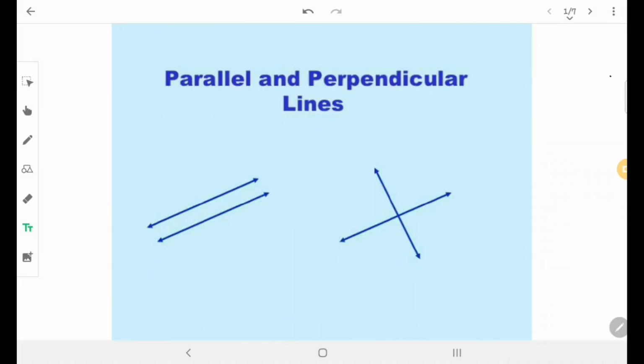Parallel and perpendicular lines. Two lines are parallel. Ito yung parallel, ito yung perpendicular. Parallel lines, lines that do not bisect. So, as you can see, hindi naman sila nagtagpo and they have the same direction.